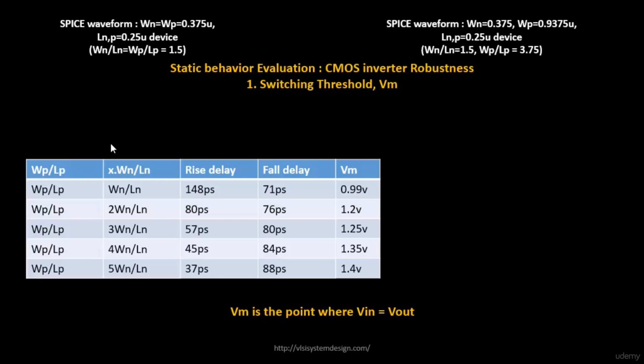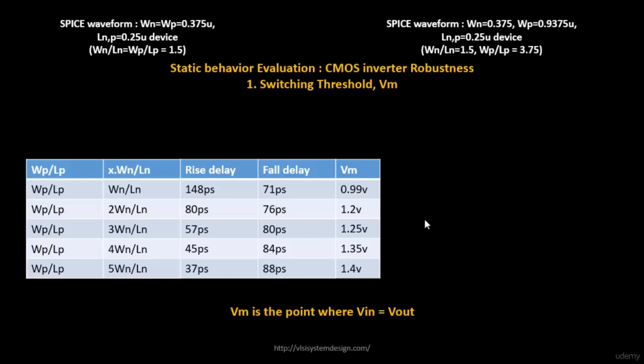What we had done in the past videos is we did some experiments based on PMOS and NMOS, and varied the size of the PMOS as an integer multiple of NMOS. With that we got different data sets. We have the rise delay, fall delay, and switching threshold.